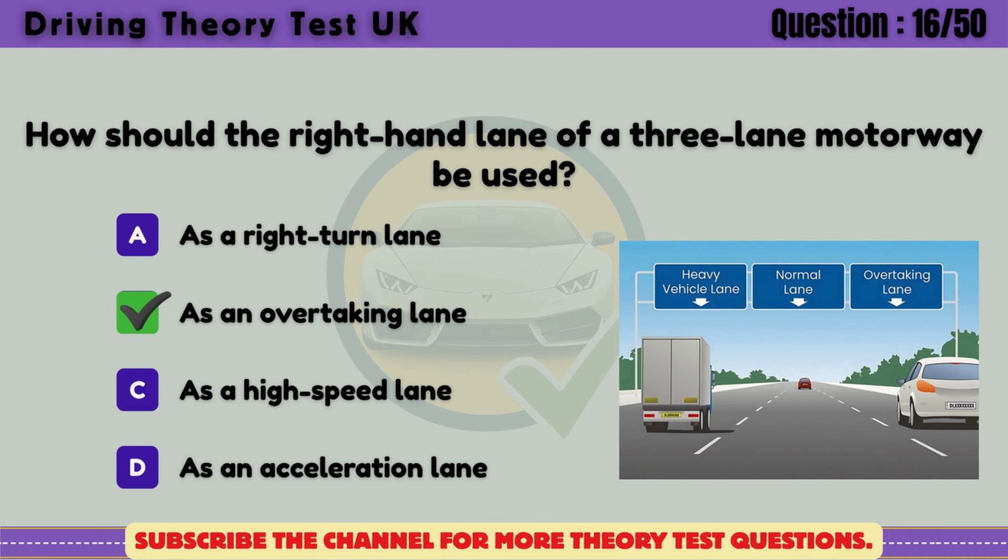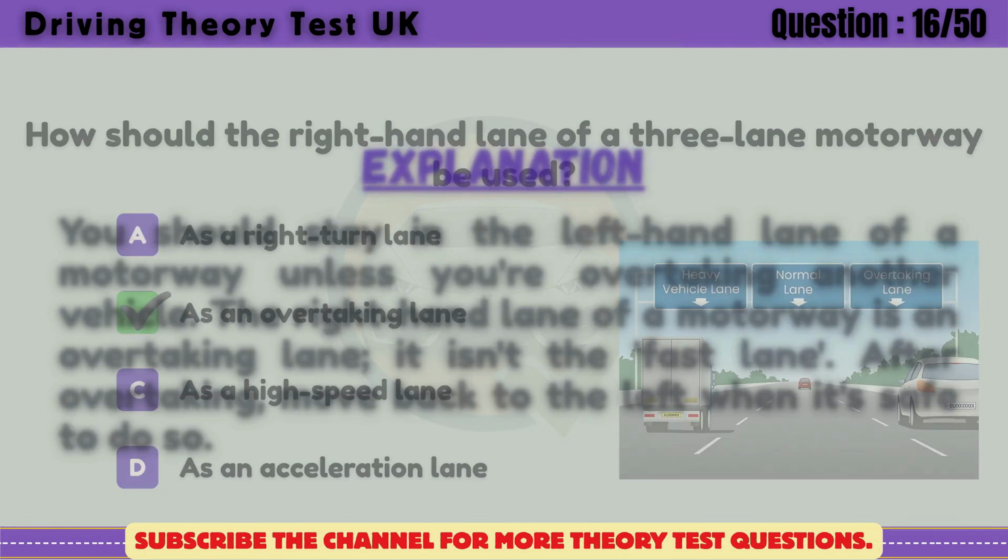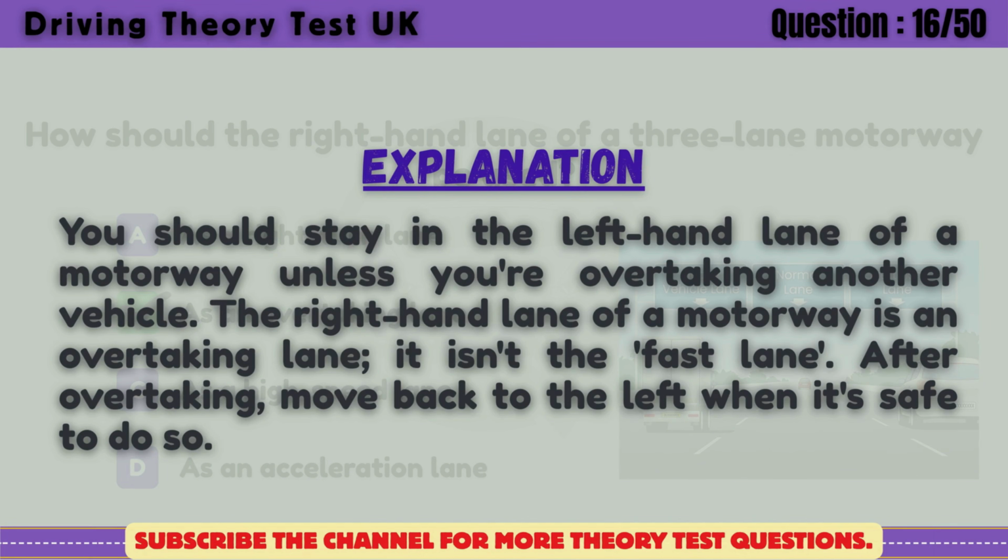Answer is B. As an overtaking lane. You should stay in the left-hand lane of a motorway unless you're overtaking another vehicle. The right-hand lane of a motorway is an overtaking lane. It isn't the fast lane. After overtaking, move back to the left when it's safe to do so.